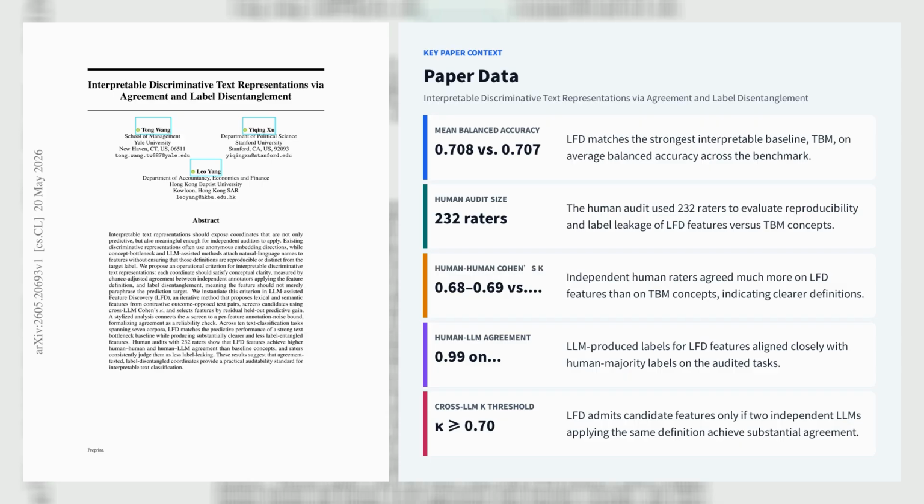Importantly, LFD achieves this without a post-hoc disentanglement gate, suggesting that cross-LLM agreement plus residual contrastive selection is enough to generate named coordinates that are both predictive and independently auditable.